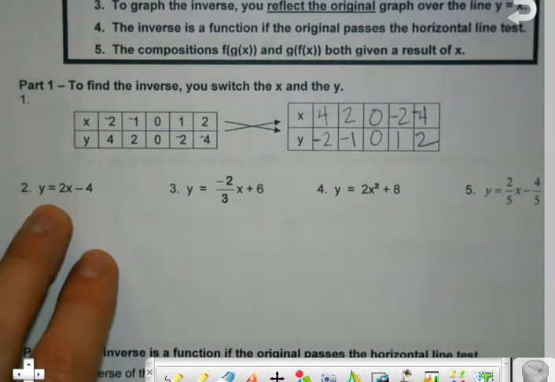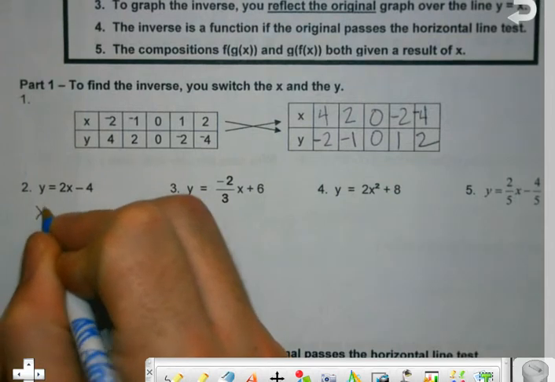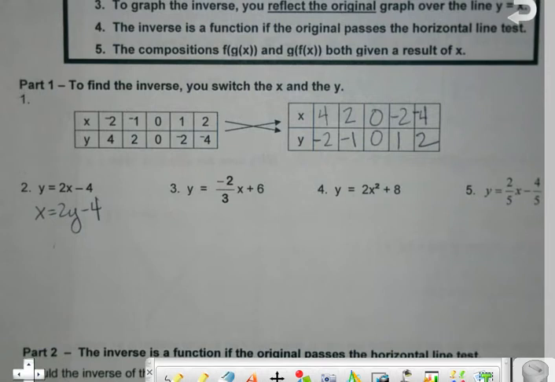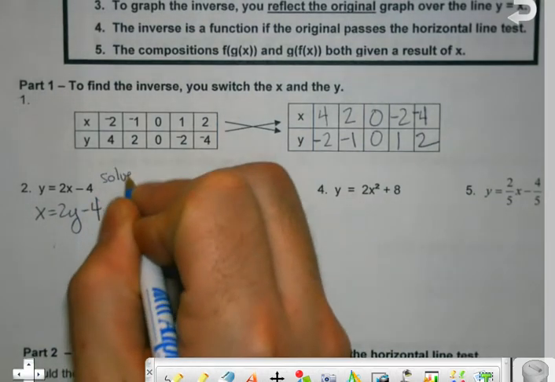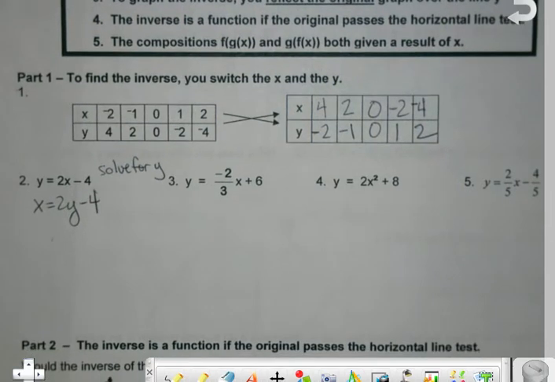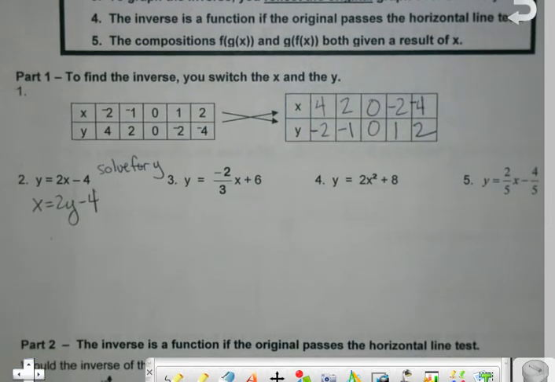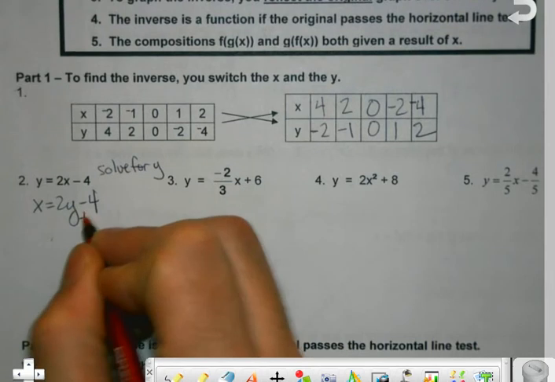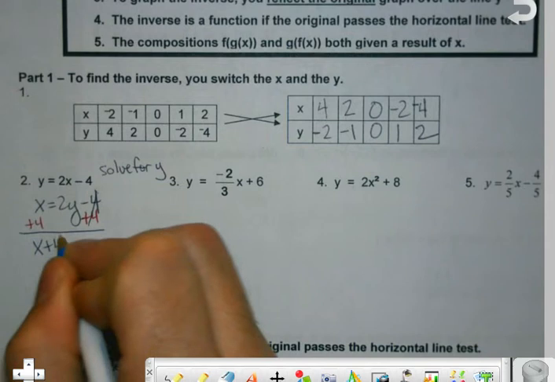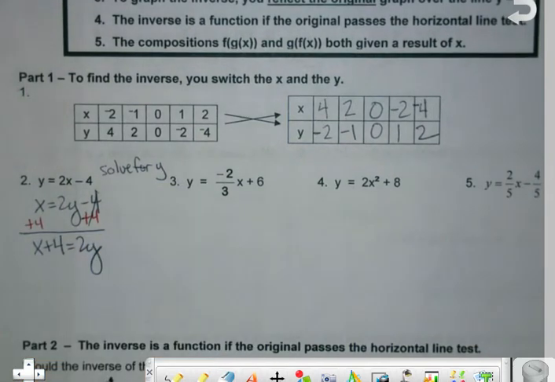If it's in an equation form, my first job is to switch the x and the y around, but then I need, again, like I mentioned up above, to solve for y. I'm not just done at this point. So if I wanted to get y by itself, what would I need to do next? We're going to add 4. Last step, divide by 2.